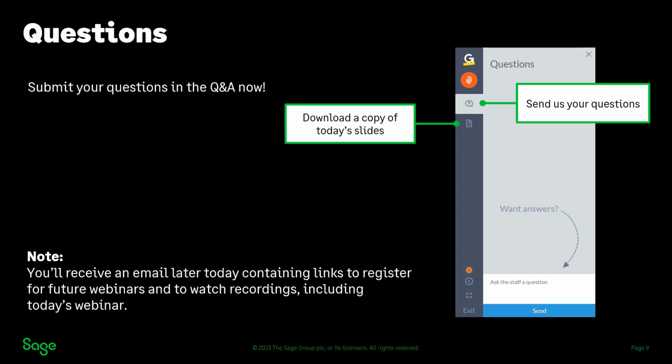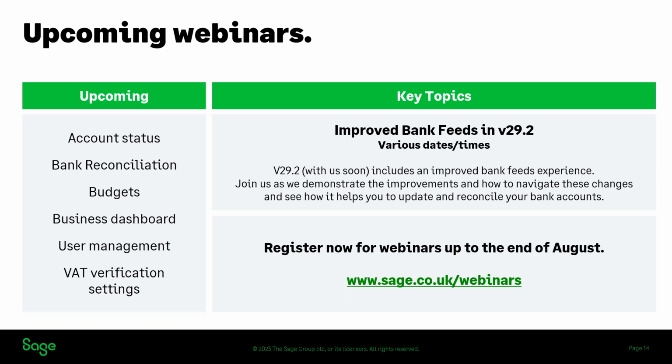To give you an idea of what we've got coming up over the next couple of weeks, this may be one that really interests you as well if you are going to start applying late payment charges, and it's to do with the account status option. So essentially flagging an account where you might change the status so that it's on hold. Because you've got something overdue, you might want to place the account on hold so that no additional invoices or orders can be placed against it. So there are a number of options for you. Account status, a brand new topic. We've never covered that one before. We're covering bank reconciliation, budgets we've got coming up, the business dashboard, user management, VAT verification settings.